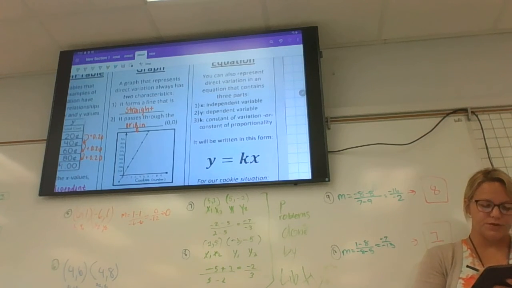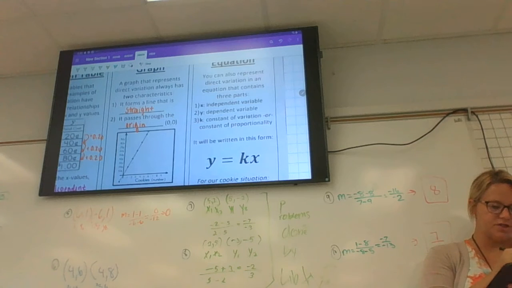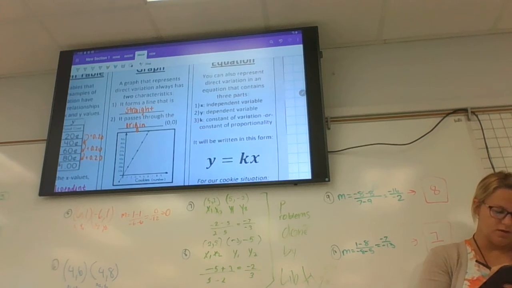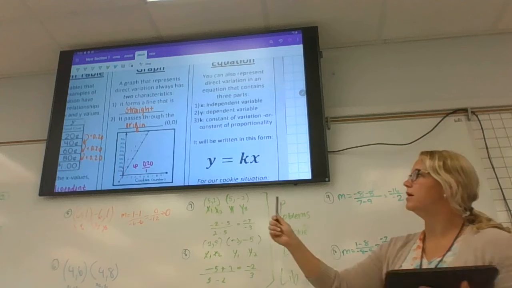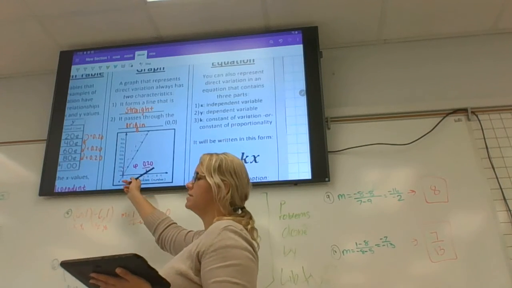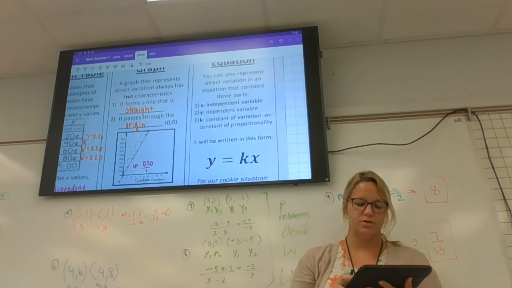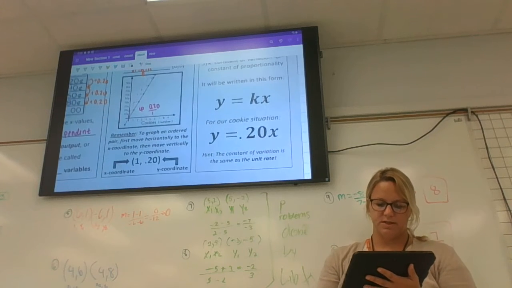So you can do slope formula to find rate of change, or you can just count. This goes up 20 cents for every cookie. You can count the distance between points, and that'll tell you the rate of change. That's what this is.